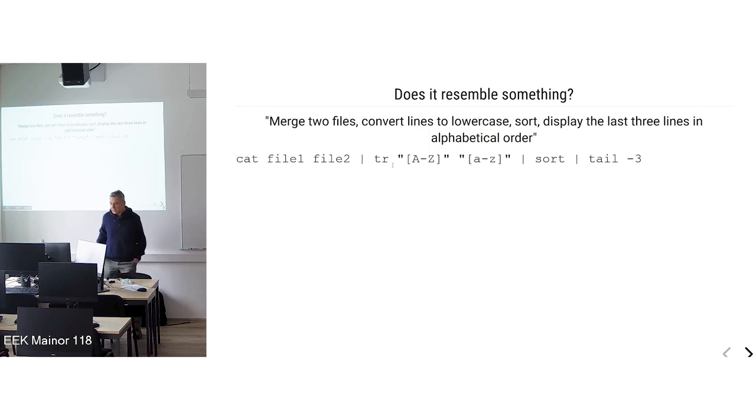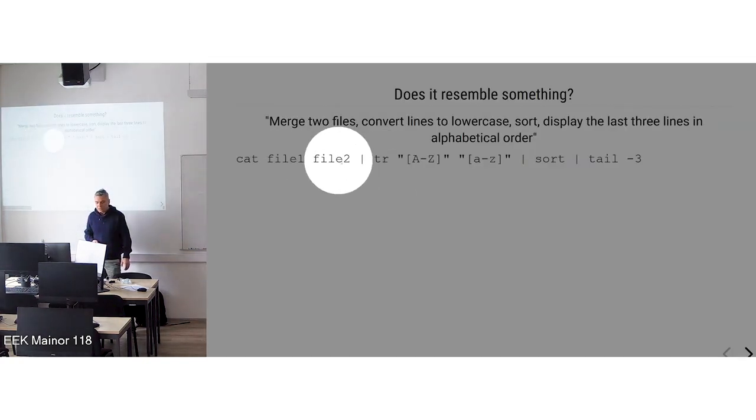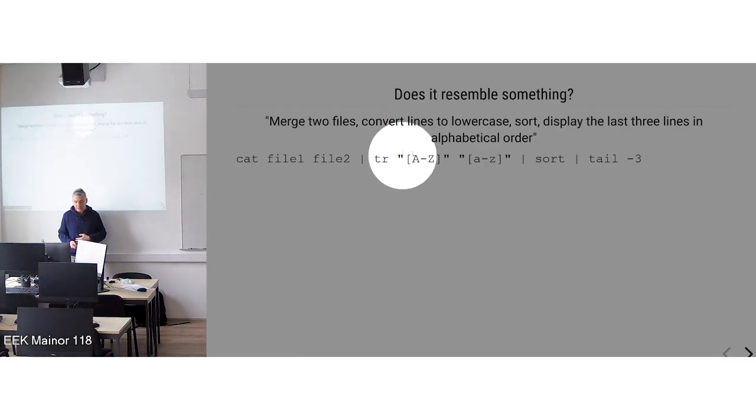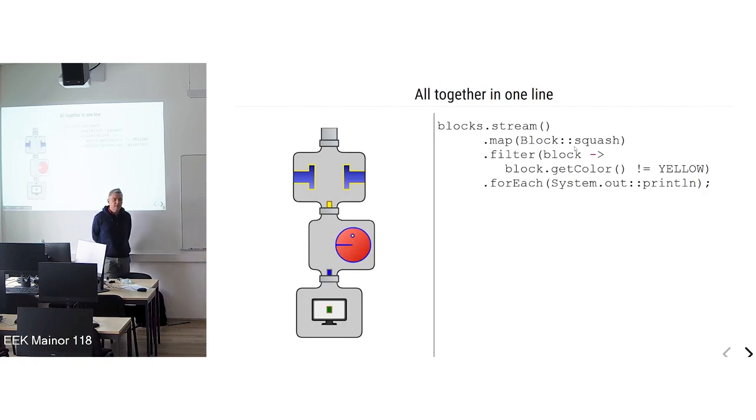So it works in the same way. It takes output from one process and uses this output as an input to another process. And using this vertical pipe, we can construct a chain, what's called a pipeline, for data processing. So here, using standard Linux commands, we're just doing the following: merge two files, convert lines to lowercase, sort, display the last three lines in alphabetical order. So this is done using a connection of pipe segments into one data processing pipeline in Linux. This is generally the same idea. We're taking output from the previous step and using it as input on the next step.